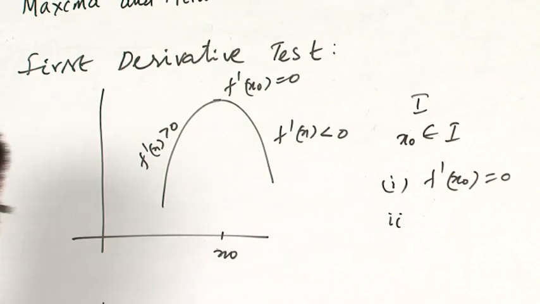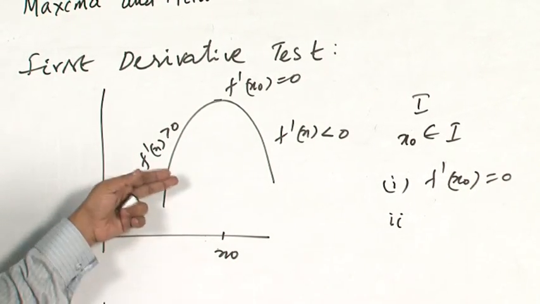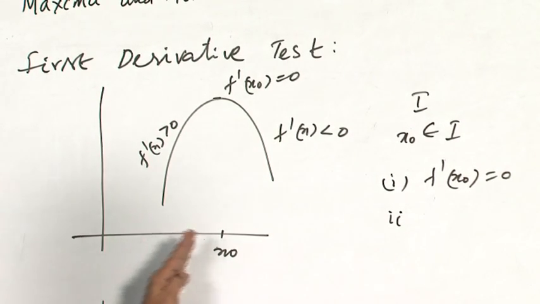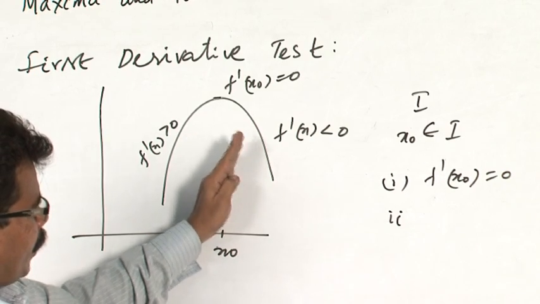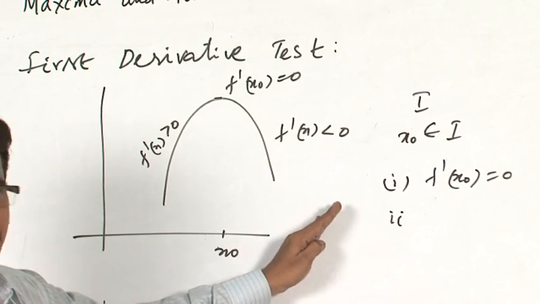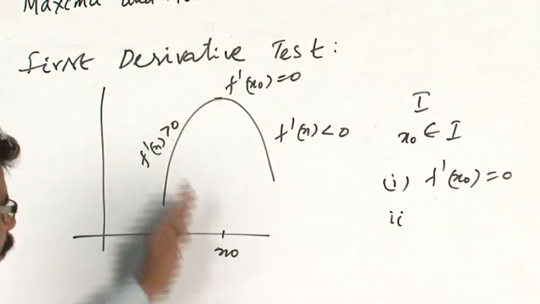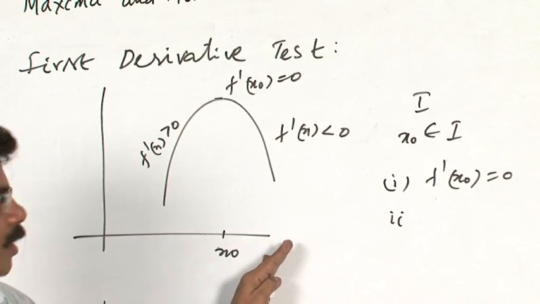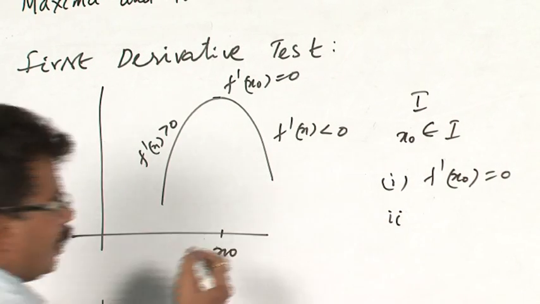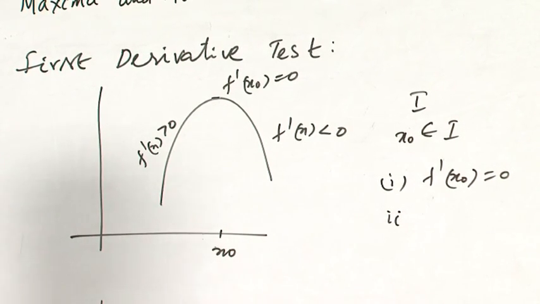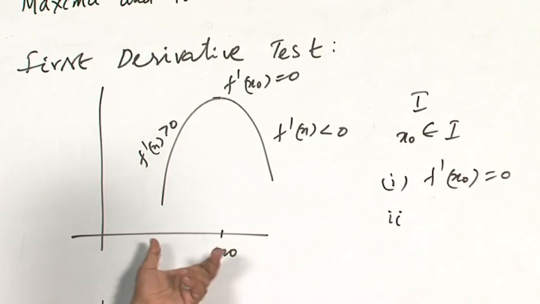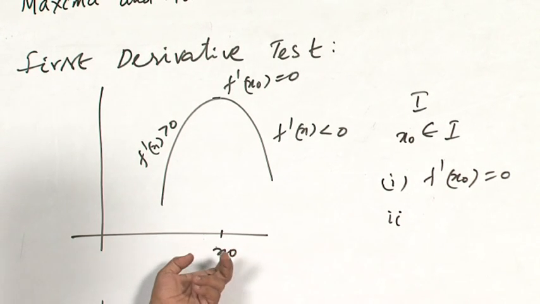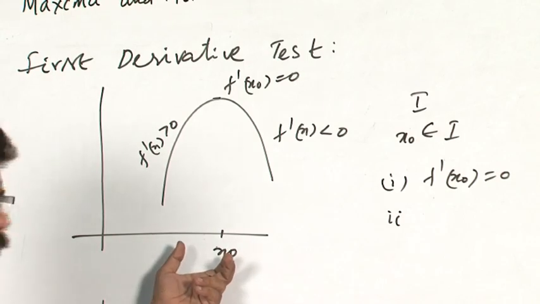Number 2 is for the maximum. The function must be increasing to the left of this x naught, and the derivative must be negative to the right of x naught. That means the function must be increasing to the left of x naught and decreasing to the right of x naught. Then this point x naught is said to be a point of maximum. But here we are taking it simply locally, therefore it is called local maximum. That means x naught is called point of local maximum.